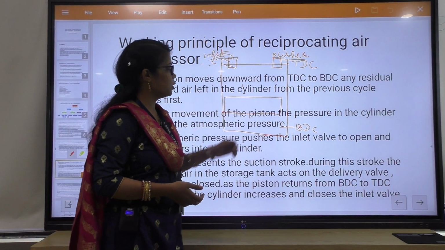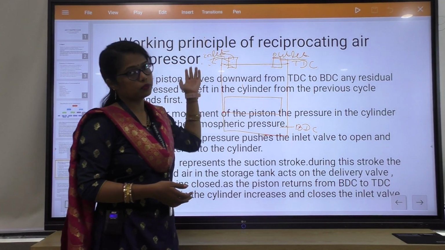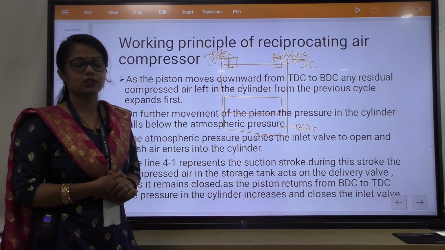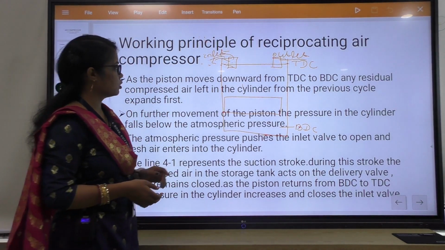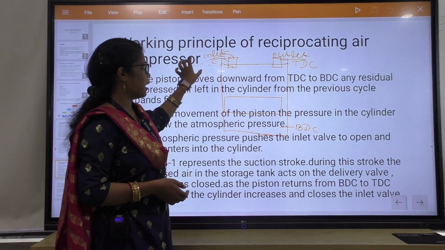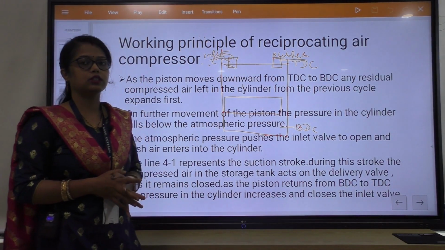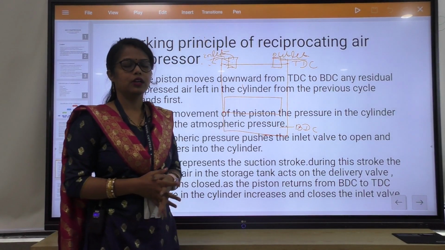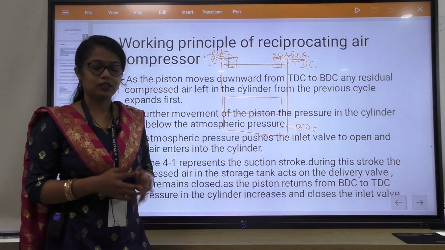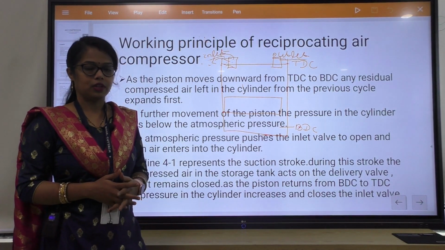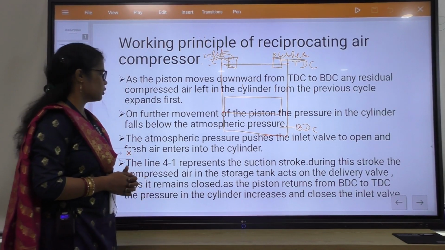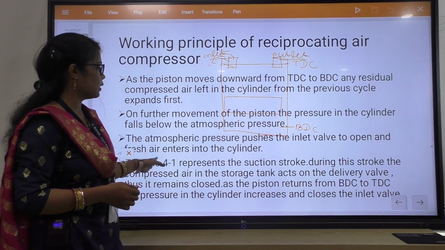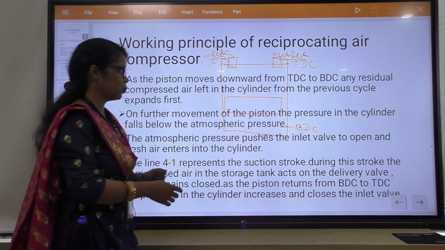When the inlet valve is opened, then fresh air from the atmosphere will rush into the cylinder. That process is called suction. Suction is created inside the cylinder, and at that time the outside air, which has pressure higher than the pressure inside the cylinder, will rush into the cylinder by opening the inlet valve. The atmospheric pressure pushes the inlet valve to open and the fresh air enters into the cylinder. This is the most important part.